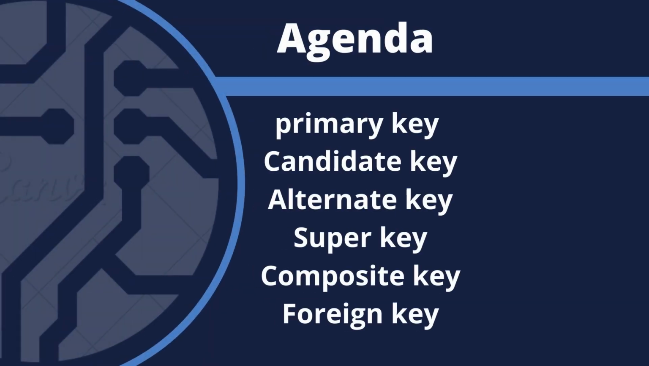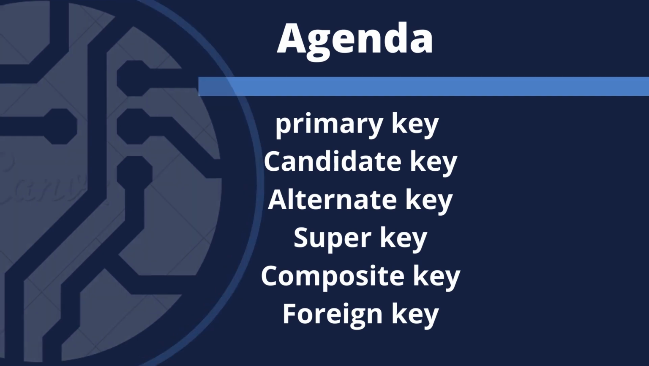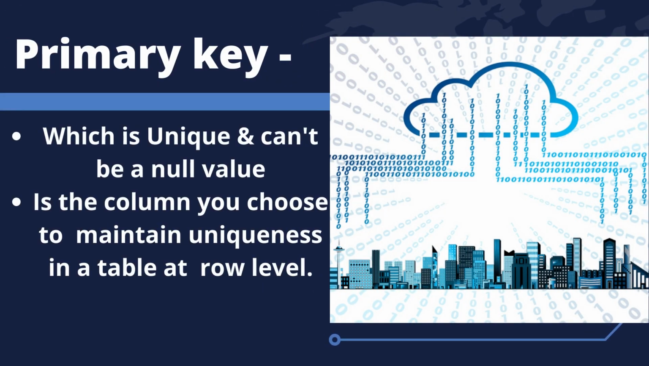The agenda of this presentation is we'll discuss six different types of keys. So let's begin with primary key. What do you mean by a primary key? In simple words, a primary key means a unique value which can't be a null value. It's a column you choose to maintain uniqueness in a table at a row level.